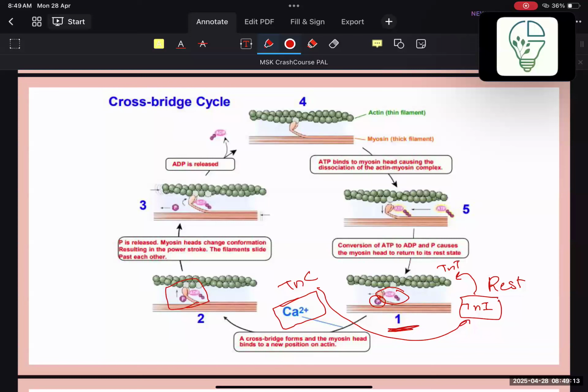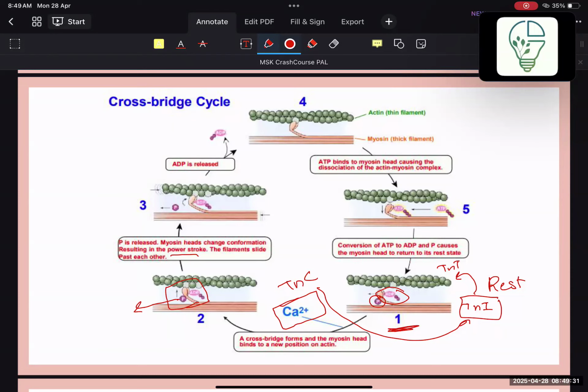Now, once your myosin head binds to the actin, you're going to release this phosphate group. And it is this release of the phosphate group that triggers our power stroke. And this is important because it can come as an MCQ. What triggers the power stroke? The release of phosphate from the myosin head.